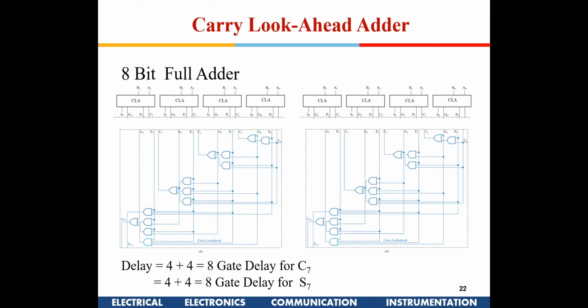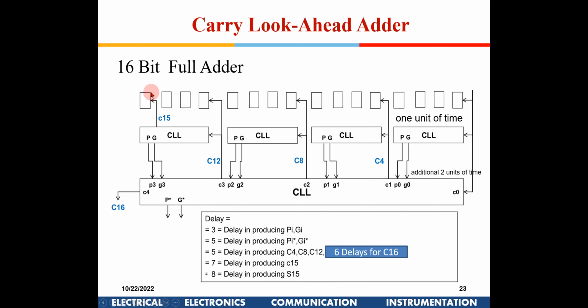Now obviously this is 8 gate delay for C7 and 8 gate delay for S7. Now for a 16-bit adder, I am not going to give this carry here, this carry here, this carry here. Instead I am going to use 2-level carry logic blocks.